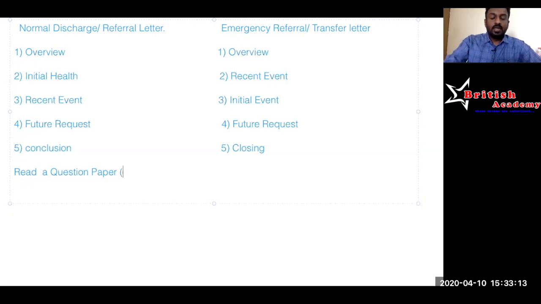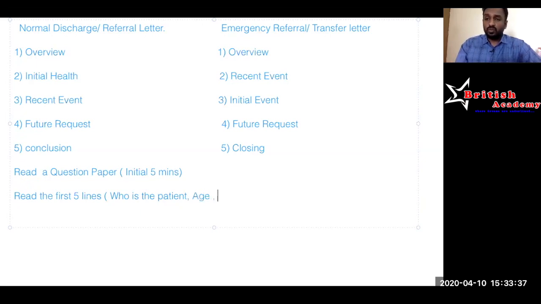Let's plan that. In the initial 5 minutes, what you should do is quickly read. The first step is to read the first 5 lines. By reading the first 5 lines of the case note, you will get to know who the patient is, because normally the patient's name is given at the top of the letter. Who is the patient? His age. You can check with any case note you pick up, and you'll be able to find it. You will get to know who the patient is and what the age is.